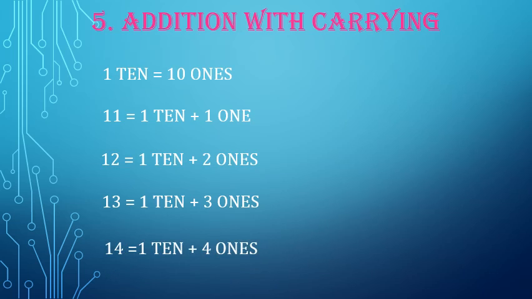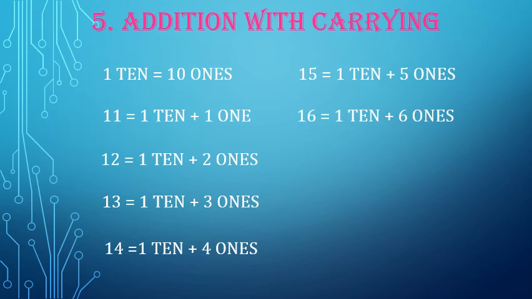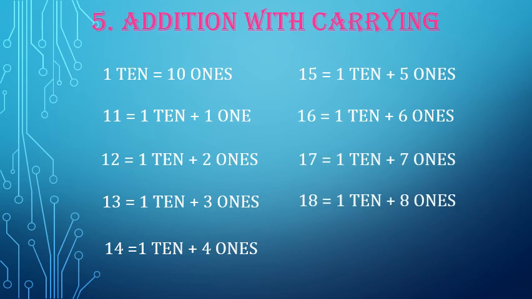14 is equal to 1 ten plus 4 ones. 15 is equal to 1 ten plus 5 ones. 16 is equal to 1 ten plus 6 ones. 17 is equal to 1 ten plus 7 ones. 18 is equal to 1 ten plus 8 ones. 19 is equal to 1 ten plus 9 ones. Like this you can regroup.